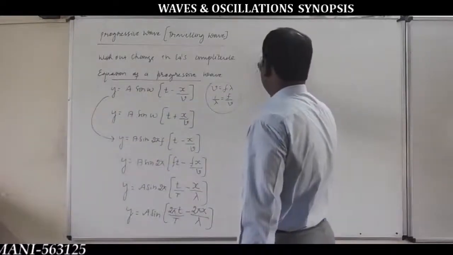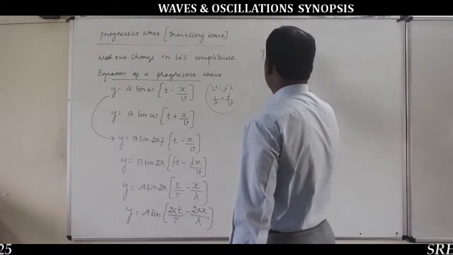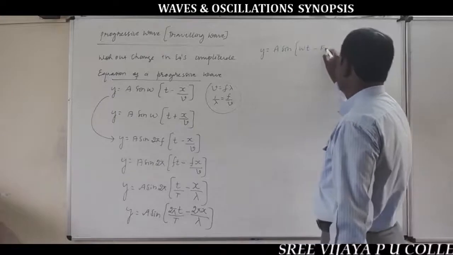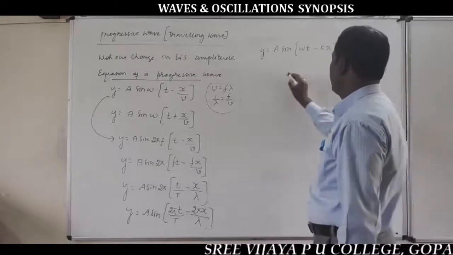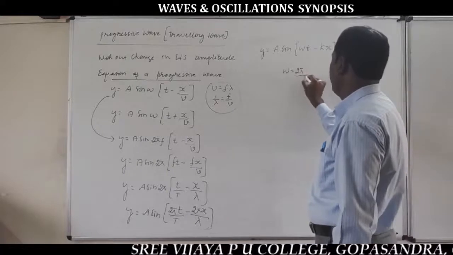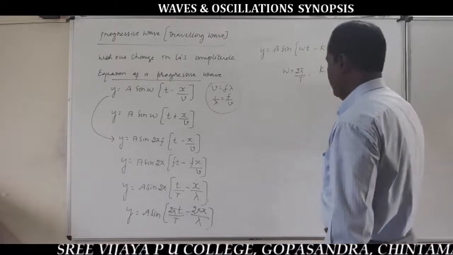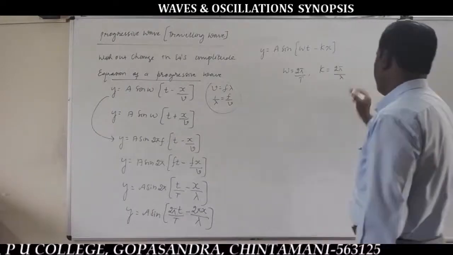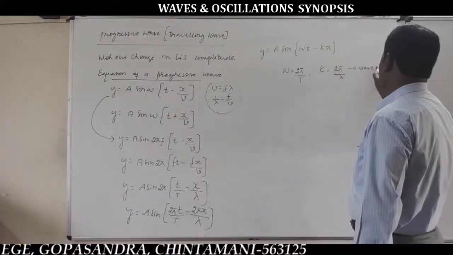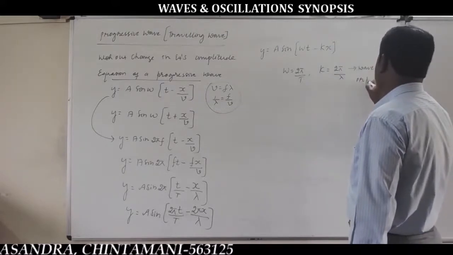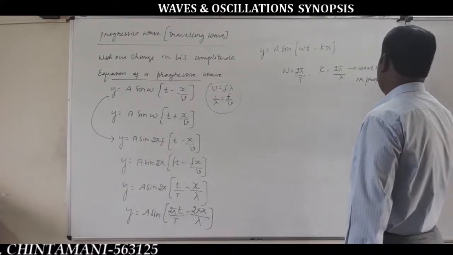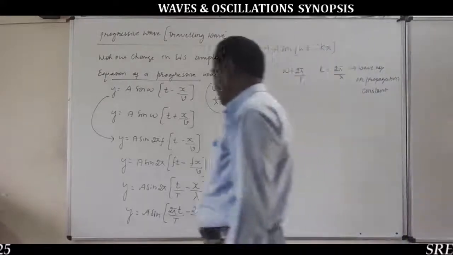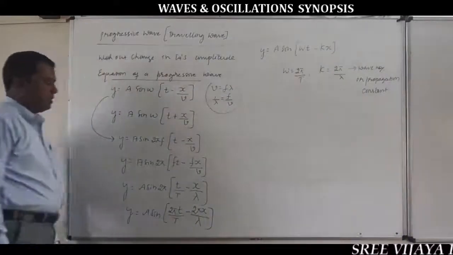Y is equal to a sine omega t minus kx. So here omega is 2 pi by capital T, so k is equal to 2 pi by lambda. So this k is called as wave number or propagation constant. So it is wave number or propagation constant.